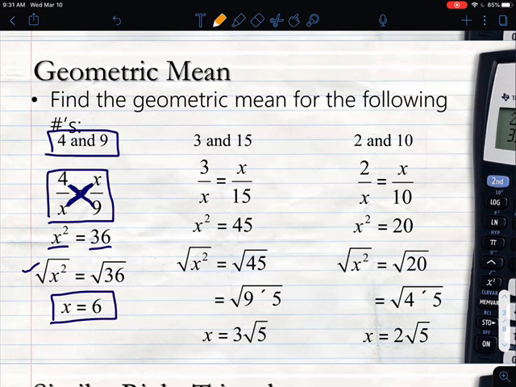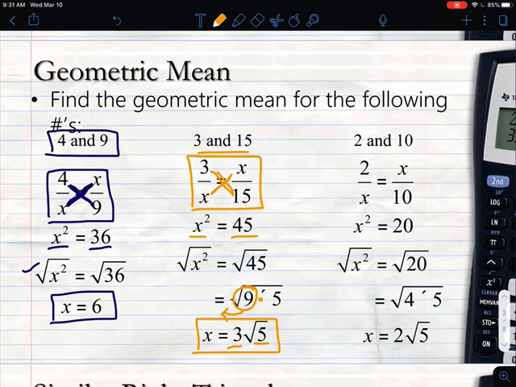Now, in the other two examples, when we're looking at the means here, so 3 and 15, we start with our proportion. So the x's are along one diagonal, the numbers are along the other. When I cross multiply, I get x squared is equal to 45. When I take the square root of 45, this is not a perfect square, and so now we have to split it up using our perfect squares. And so 45 can be broken down as 9 times 5. Since my 9 is a perfect square, it gets to come on the outside. And so the square root of 9 is 3. The 5 is not a perfect square, so it stays inside. And we finish with 3 square roots of 5.